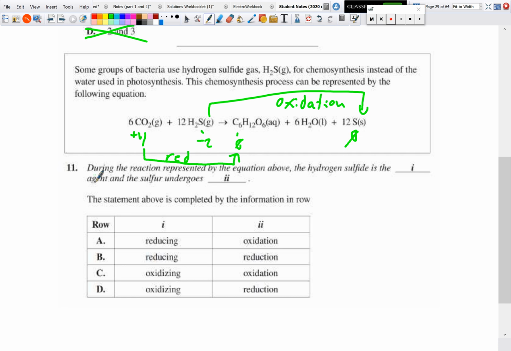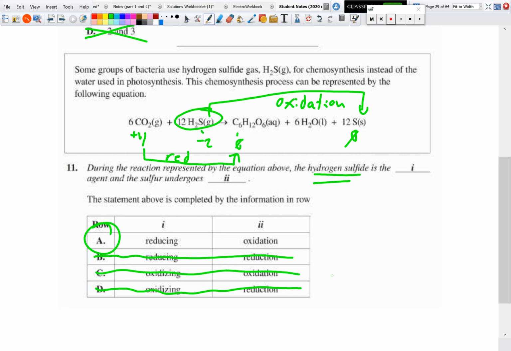And when we're answering the question during the reaction, we're using the hydrogen sulfide. So this one right here is the blank agent, and the sulfur undergoes a, well, we already saw right here, we know the sulfur undergoes an oxidation. So we know the answer is not B or D. And of course, because it's undergoing oxidation, it is definitely a reducing agent. So the answer should be A.